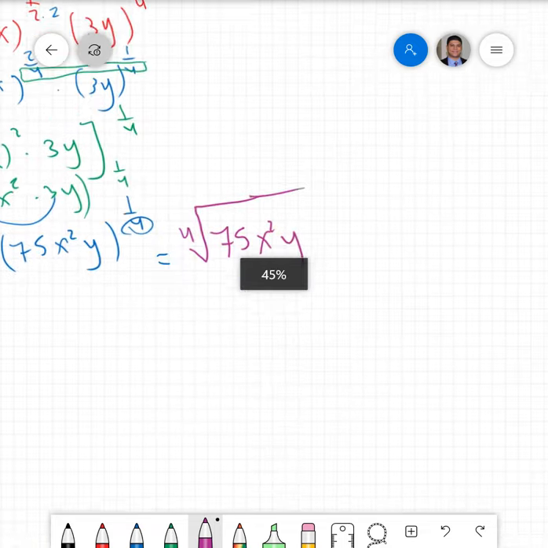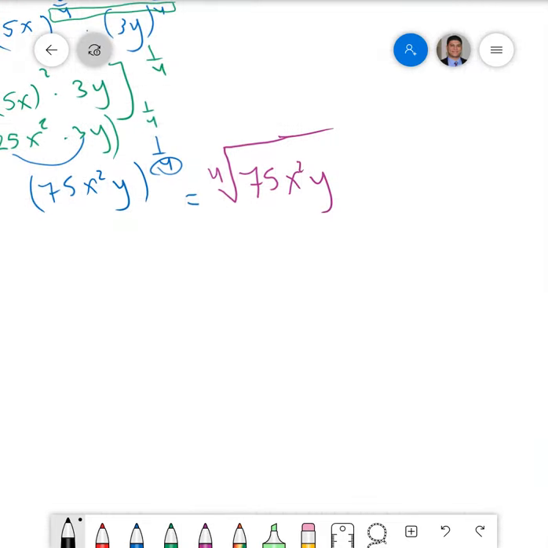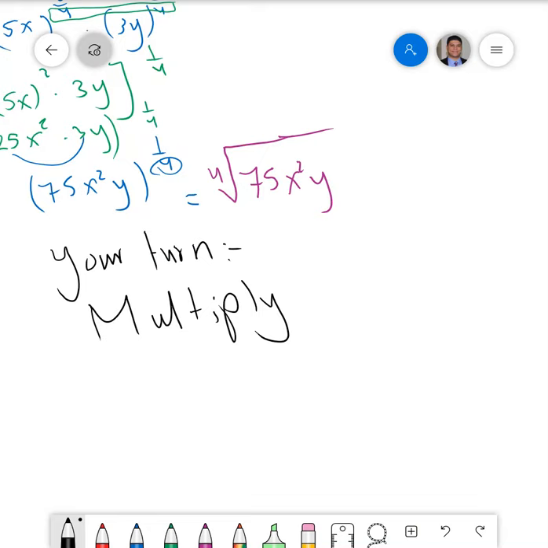Now your turn. Multiply third root of 2y times fourth root of x.